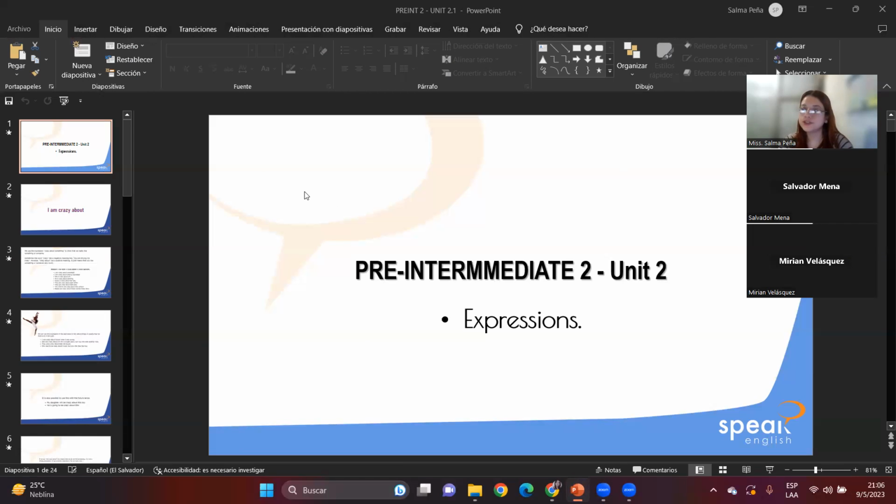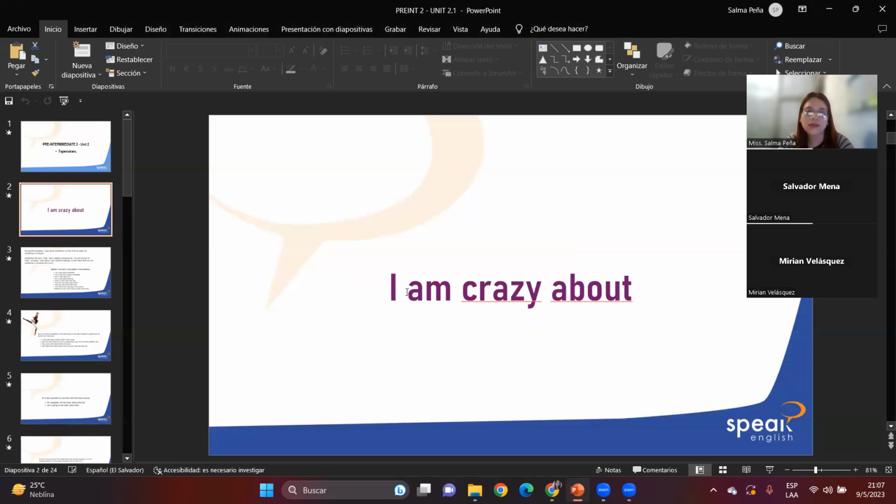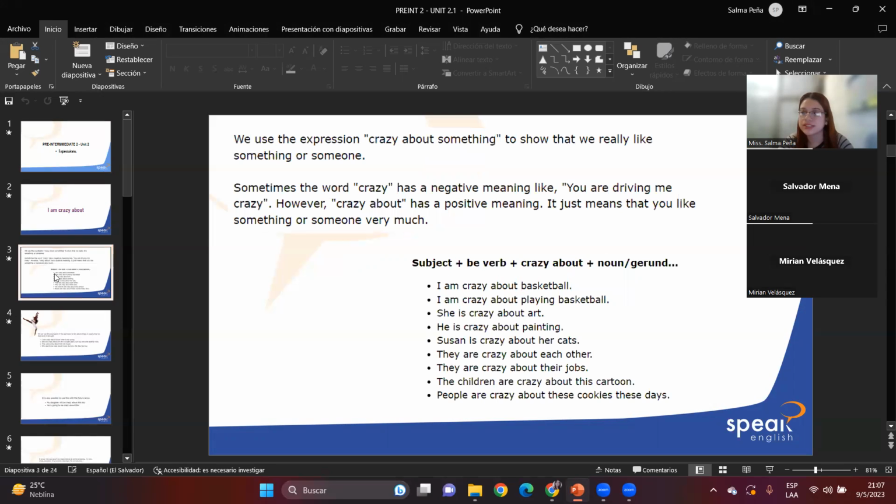Okay, as I told you, in this unit, we're going to start expressions, right? Like common expressions that you can use. They can be used in present, they can be used in past, and even in future. So just one of them changes a little bit if you want to use it in past, but the rest, there is no problem. You can use them in the three grammatical tenses without complaints. So the first one would be I'm crazy about. Okay, in which situation can we use I'm crazy about?